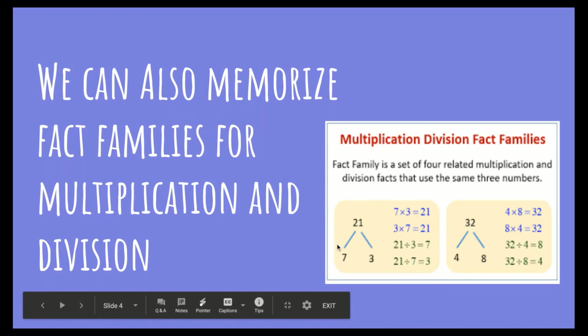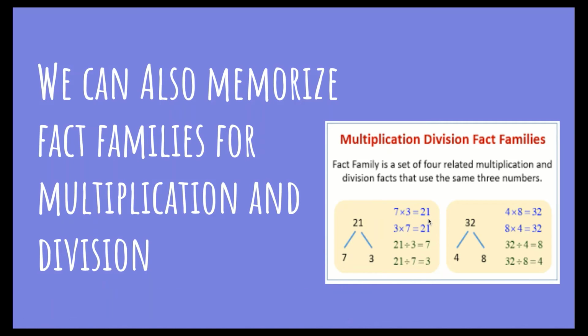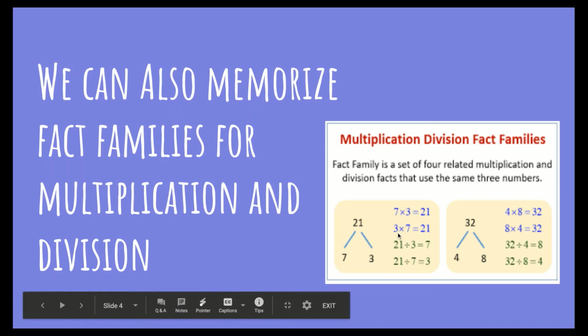So in this first example, I have 21, 7, and 3. Well, I know that 7 times 3 is 21. 3 times 7 is the same thing, it's 21. And if I take 21 and try to divide it by 3, I get 7. 21 divided by 7 is 3.